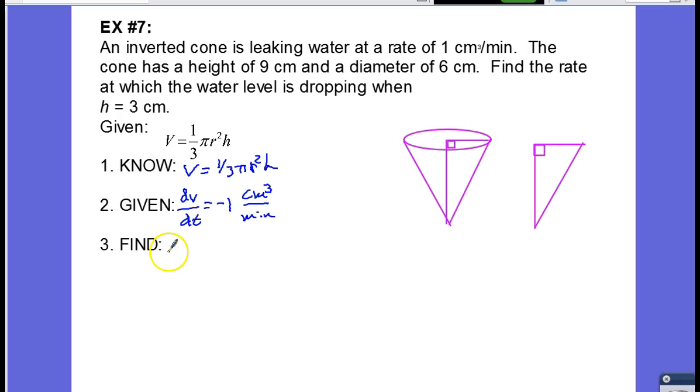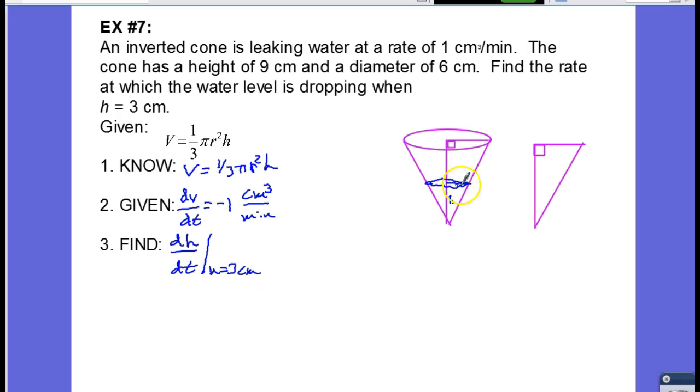Lastly, they have asked me to find the rate at which the water level is dropping. Now, if you think about this, what's going on is I have a change in height of the water level. And so that means we're going to be looking for dh/dt. And they have told me to find that when h is equal to 3 centimeters.